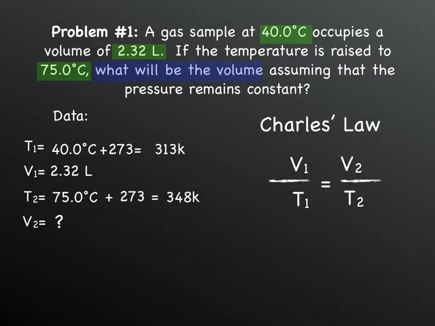Once the equation is chosen, you need to multiply both sides by T2 in order to isolate V2 on one side of the equation by itself. Notice that the T2's on the right cancel out, and so your resultant equation is T2 times V1 divided by T1 is equal to V2. Plug in your values: temperature 2, volume 1, and then T1.